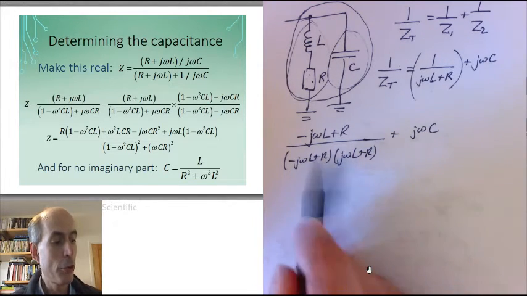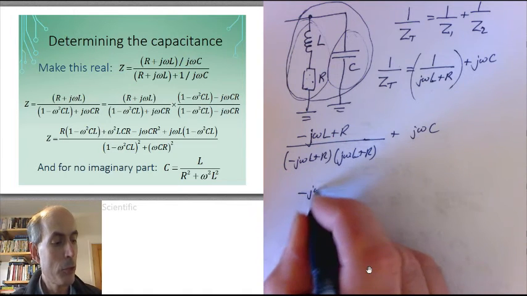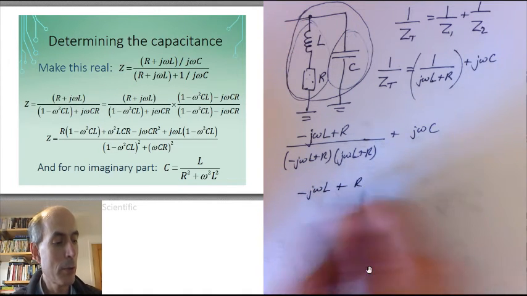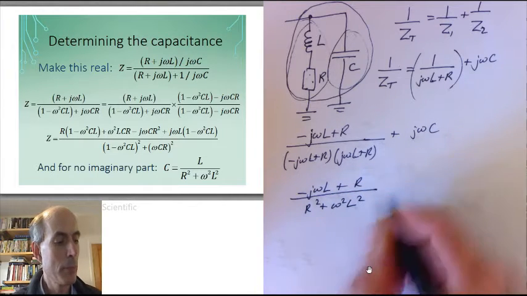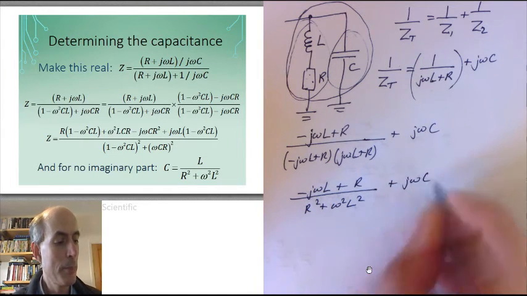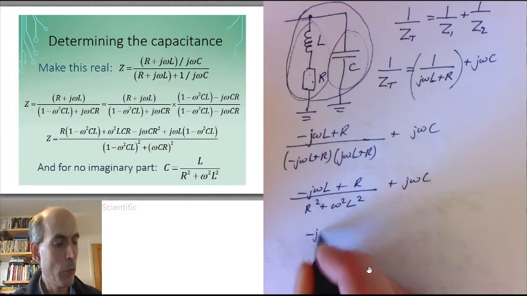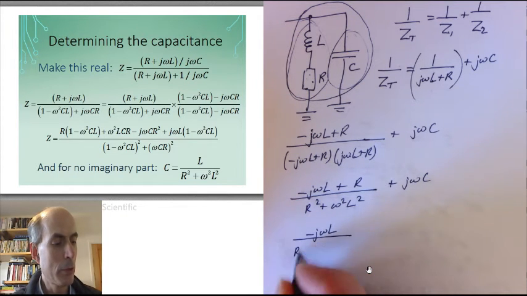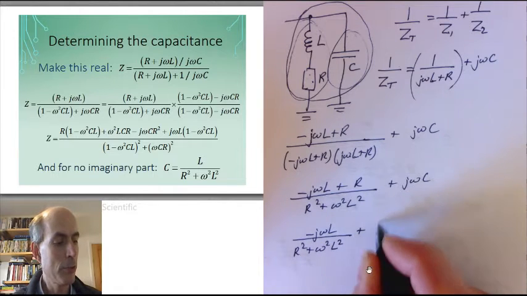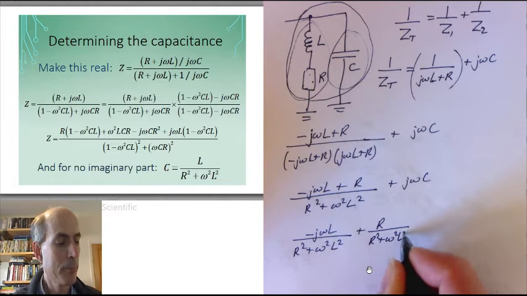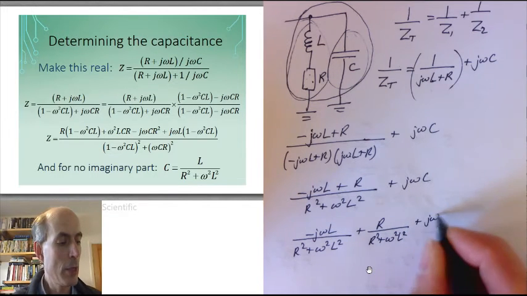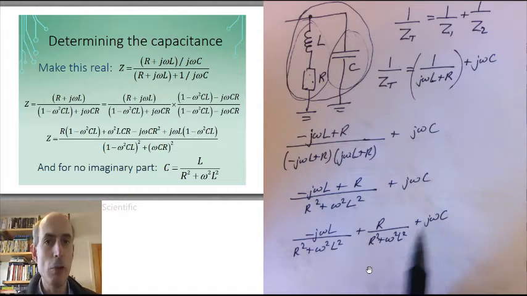Multiply those two terms on the bottom together. Minus j omega L plus R over R squared plus omega squared L squared plus j omega C. That's minus j omega L over R squared plus omega squared L squared plus R over this term here plus j omega C, and we want that to be real.